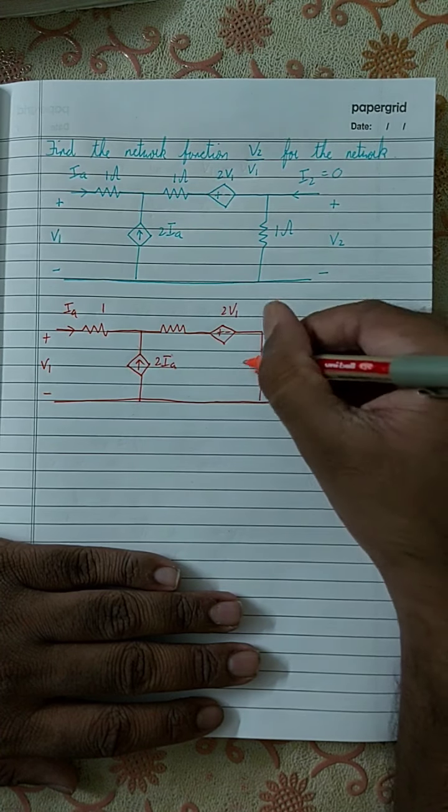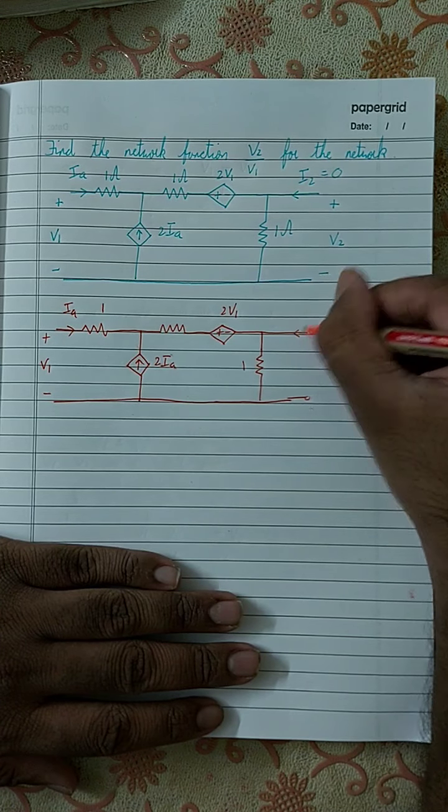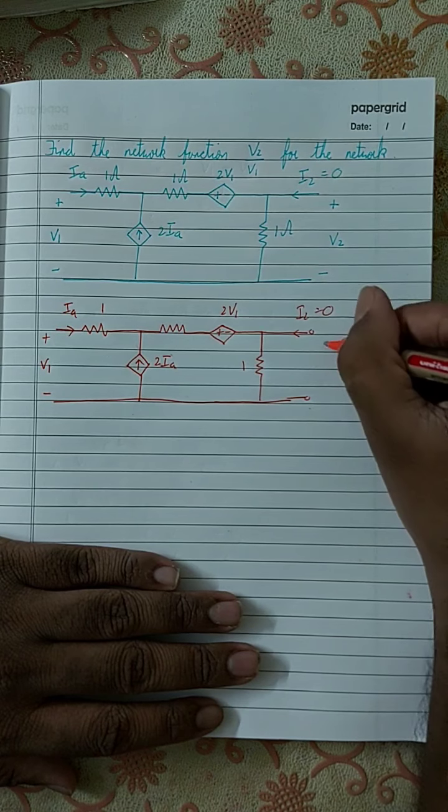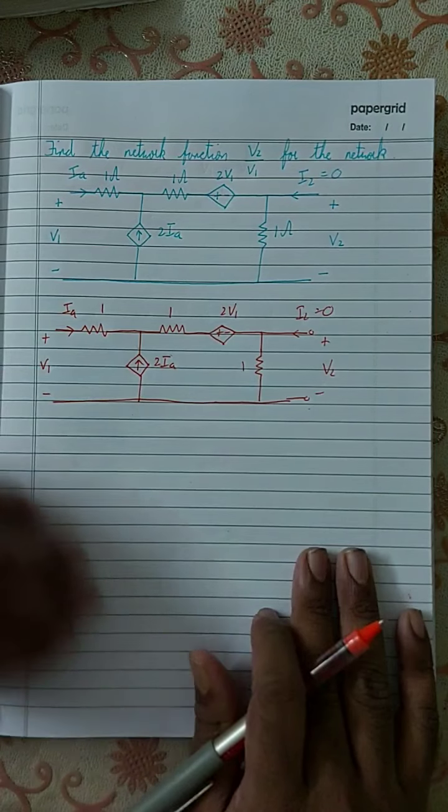And here you have a resistor of 1 ohm, and a current, which is equal to I2, equal to 0, with plus minus V2. That's it. Basically this is the only equation.